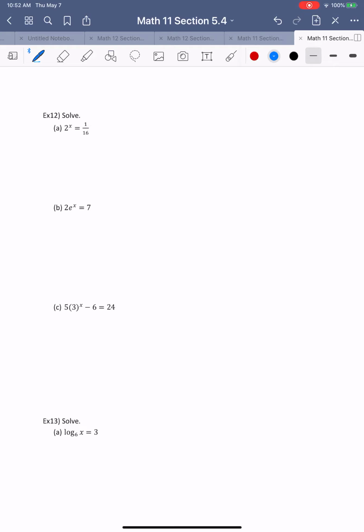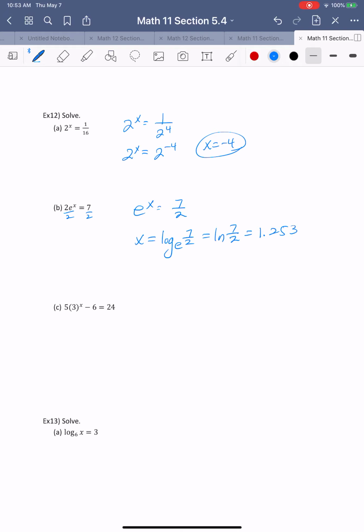The next page. Okay, so we are solving more equations here. So it's easier to do, just do whatever. So 2 to the x is 1 over 2 to the 4, so 2 to the x is 2 to the -4. So you can say x is -4. Okay, divide by 2 on both sides. e to the x equals 7 over 2. In order to solve for x, x equals the log base e of 7 over 2. But log base e is the same as ln. So use a calculator. Then it says 1.253.